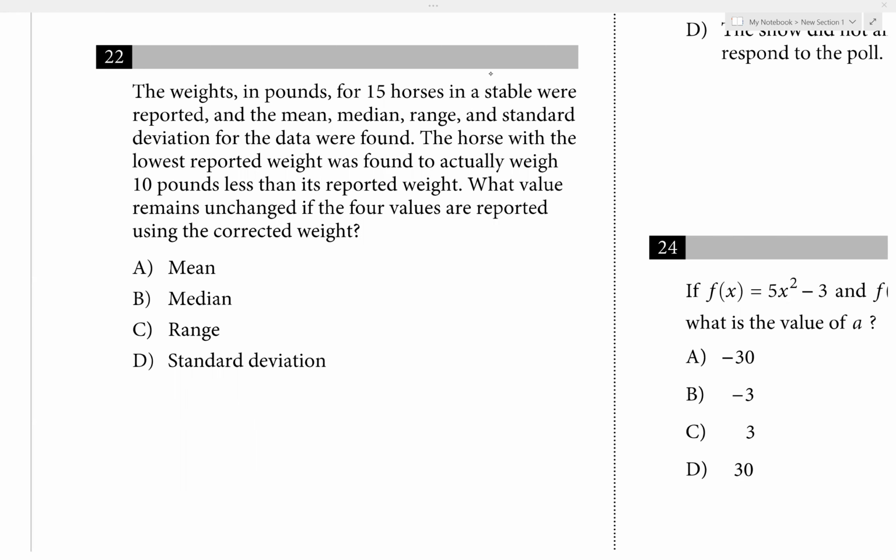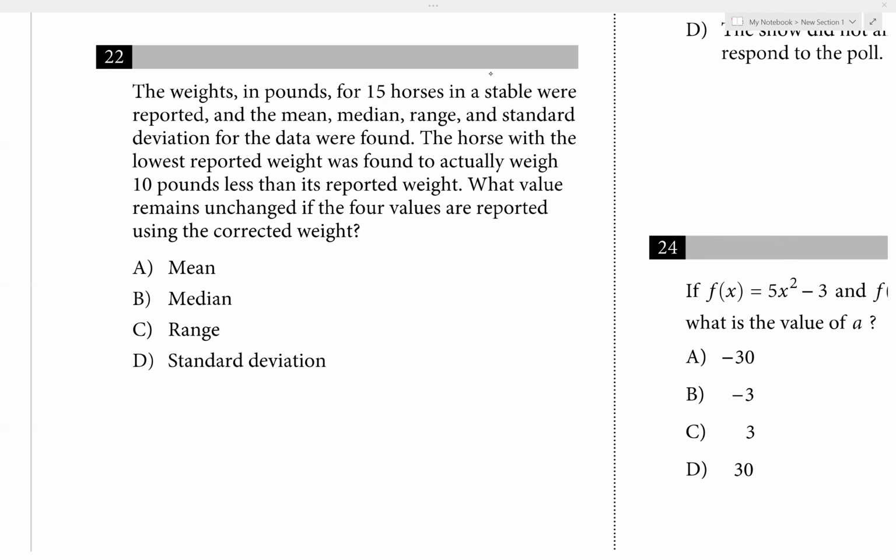All right, 22. The weights in pounds for 15 horses in the stable were reported, and the mean, median, range, and standard deviation for the data were found. The horse with the lowest reported weight was found to actually weigh 10 pounds less than its reported weight. What value remains unchanged if the four values are reported using the correct weight?